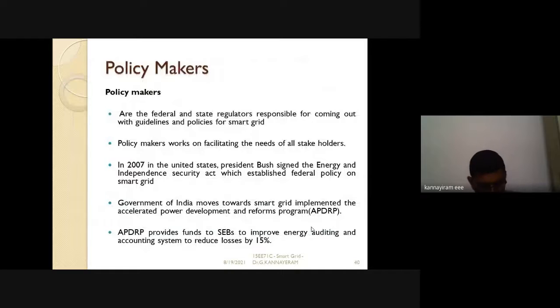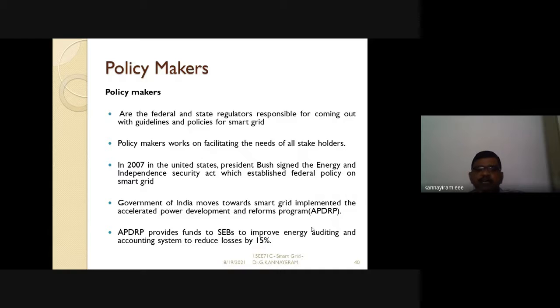We discuss some two headings. Policymakers. Policymakers are the federal and state regulators responsible for coming out with guidelines as well as policies for the smart grid. We are going to make policy for the smart grid with the help of policymakers, facilitating the needs of all the stakeholders. We can consider the example of the US in 2007.